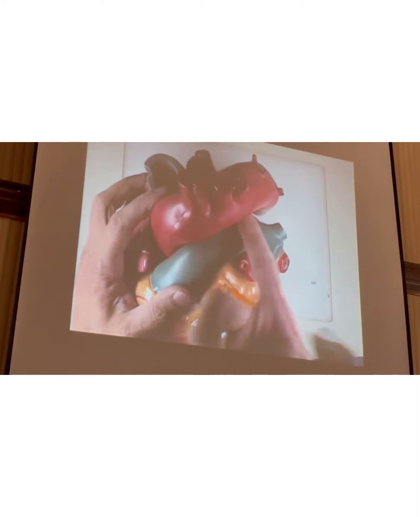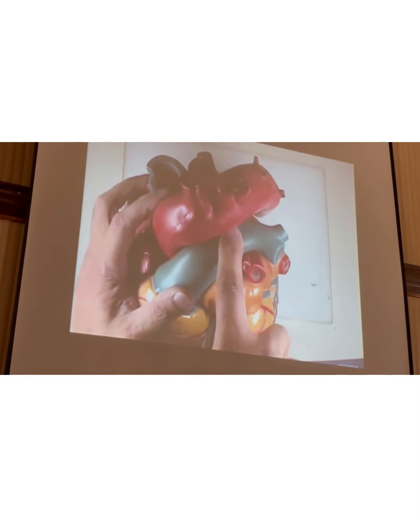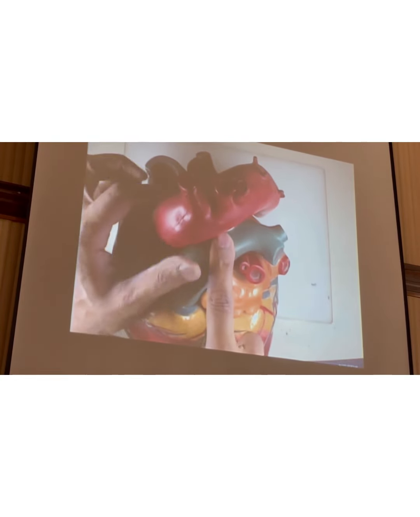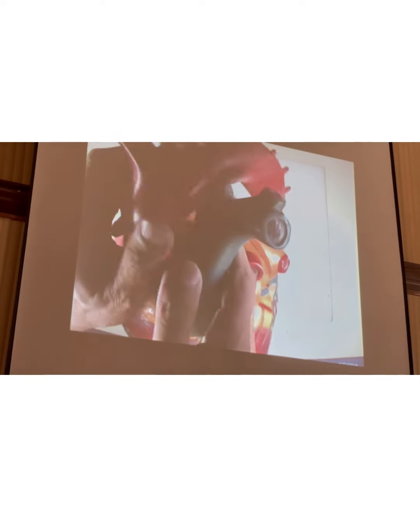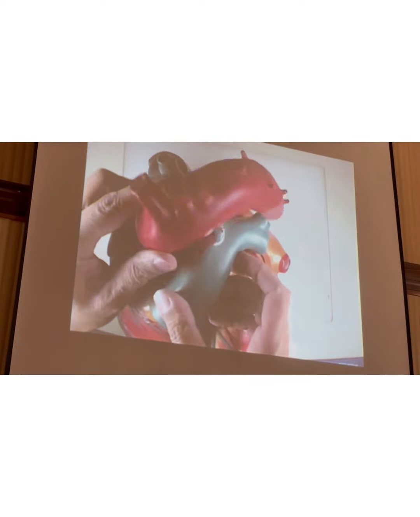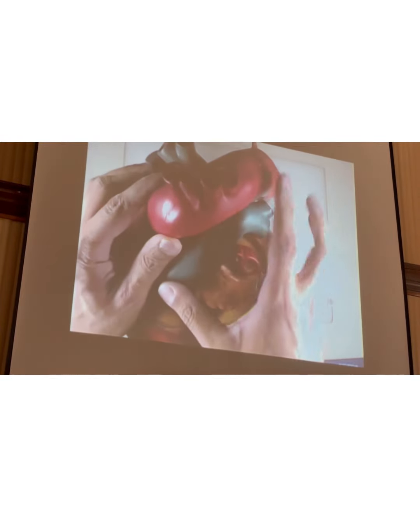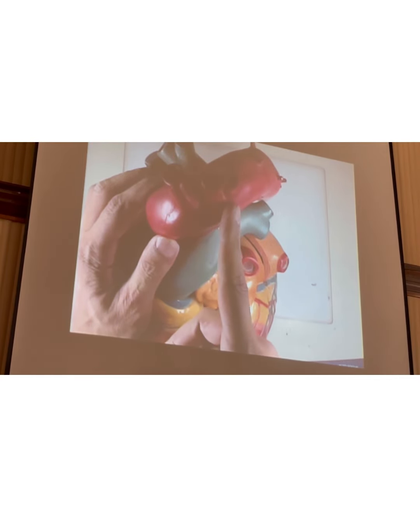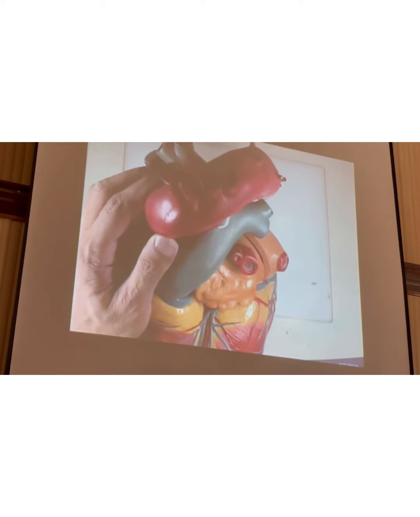The inferior surface of the arch of the aorta is attached to the pulmonary trunk through a ligament called the ligamentum arteriosum. Do you see this ligament? Yes, this one. It's called the ligamentum arteriosum. Okay? In embryological life, it's a connection, an artery between the systemic and pulmonary circulation. There is communication between them.